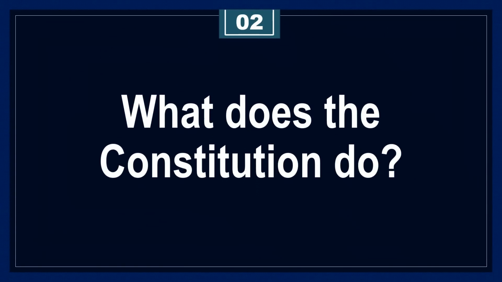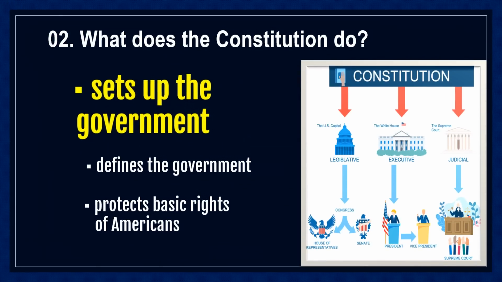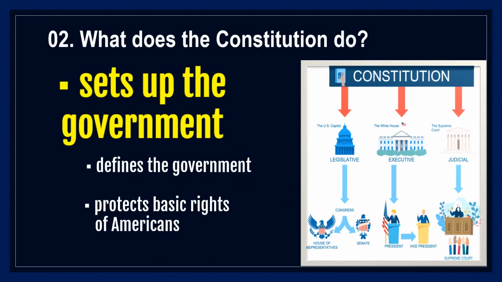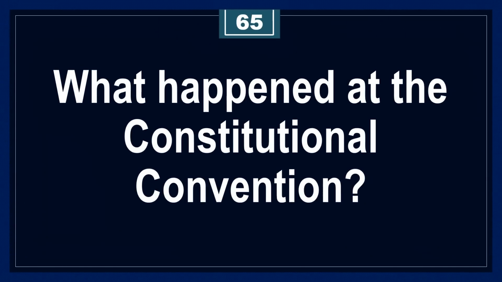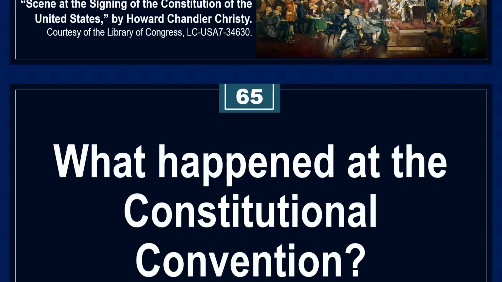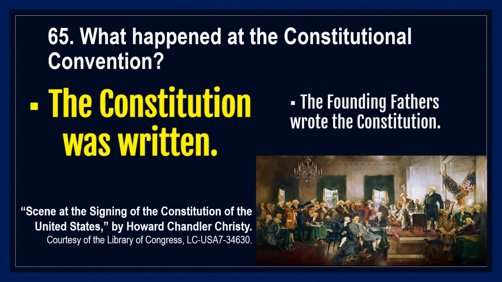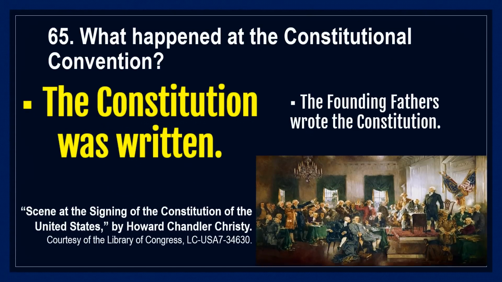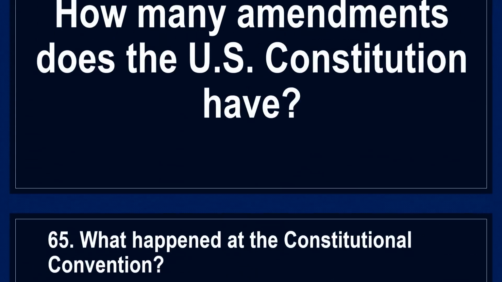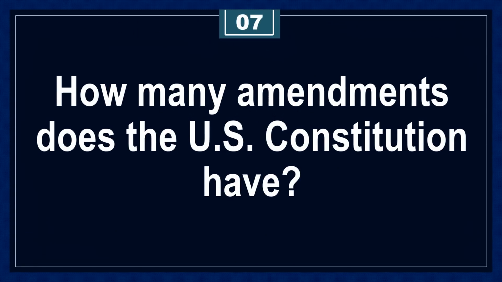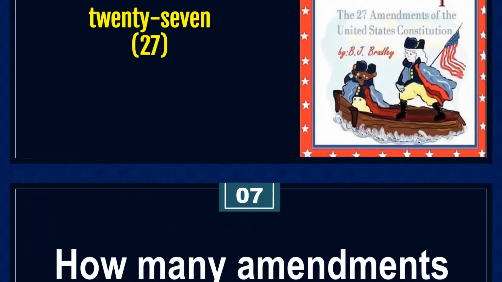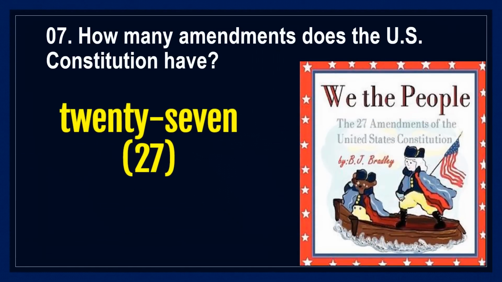What does the Constitution do? Sets up the government. What happened at the Constitutional Convention? The Constitution was written. How many amendments does the U.S. Constitution have? 27.